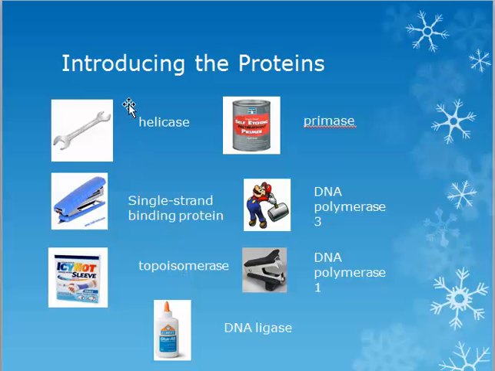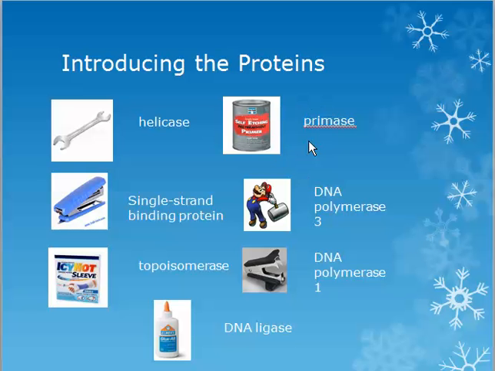There are many proteins involved in DNA replication. Helicase unwinds the parental DNA at the replication forks. Notice it is a wrench. Single-strand binding proteins stabilize the single-stranded parental DNA by binding to it. Notice it is a stapler. Topoisomerase reduces the stress ahead of replication forks by breaking and rejoining DNA strands. Notice it is an icy hot sleeve.